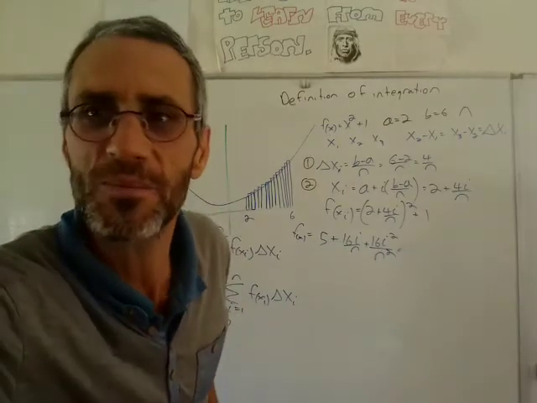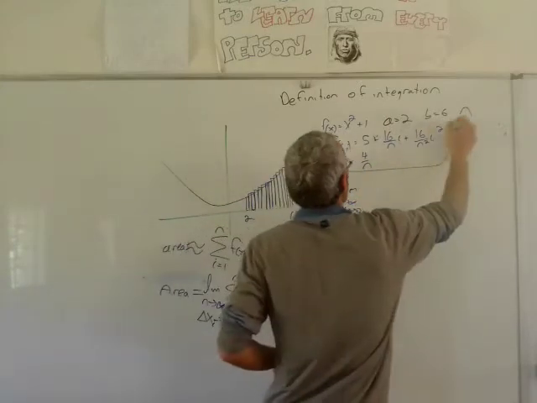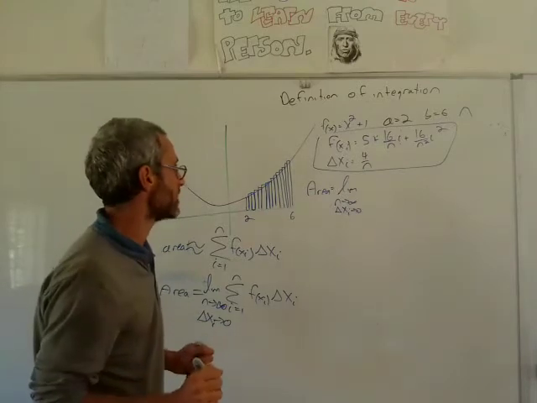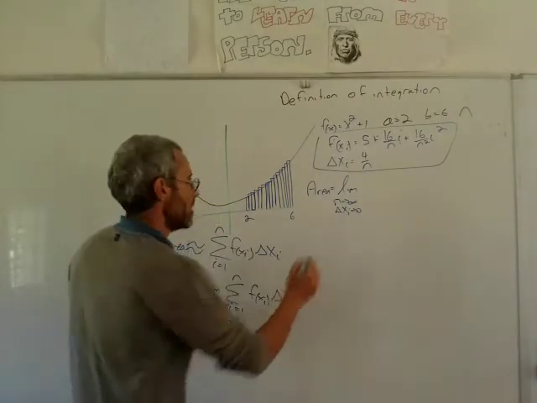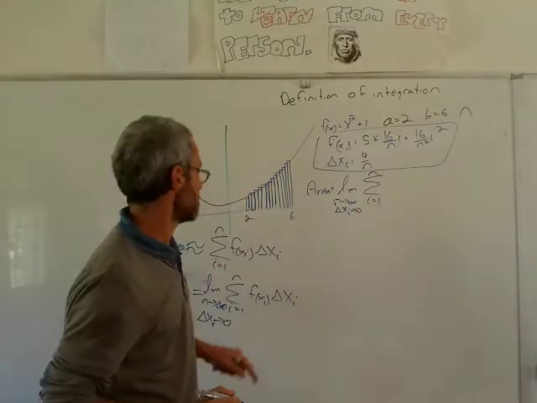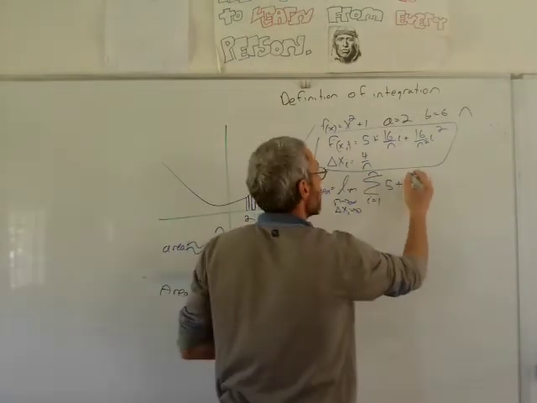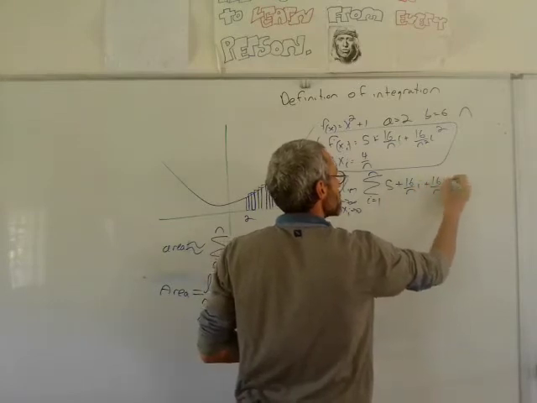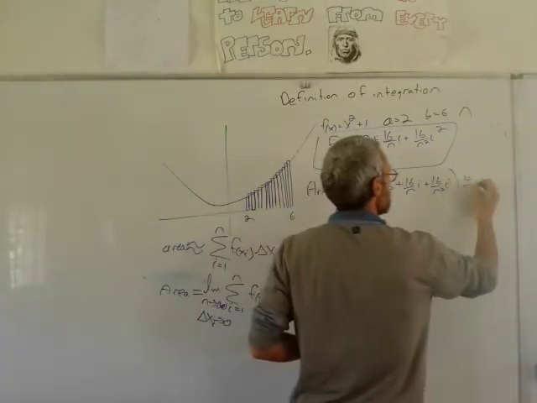I'm just going to make some space. I've moved the values of f and delta x over there, and I'm going to calculate the accurate area under the graph. I'm going to take the limit where n is infinity and delta x approaches zero, and do the sum from i equals 1 to n, remembering n approaches infinity, of f(xi), which is 5 plus 16 over n i plus 16 over n squared i squared, all times delta xi, which is 4 over n.